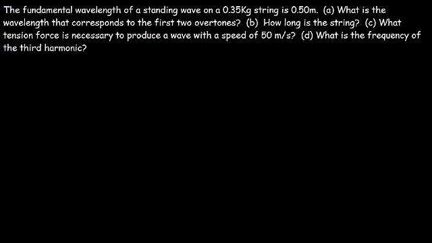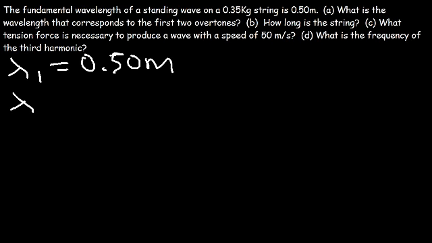The fundamental wavelength of a standing wave on a 0.35 kilogram string is 0.5 meters. What is the wavelength that corresponds to the first 2 overtones? So we have lambda 1, which is 0.5 meters. The first overtone is basically the second harmonic, so we've got to find lambda 2.